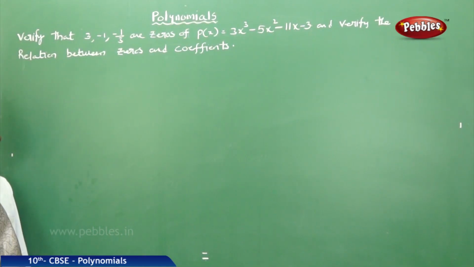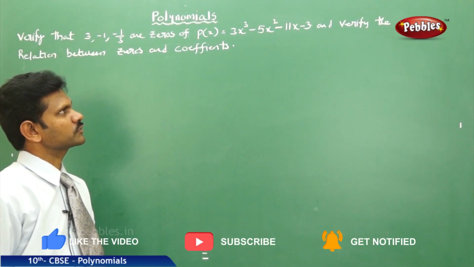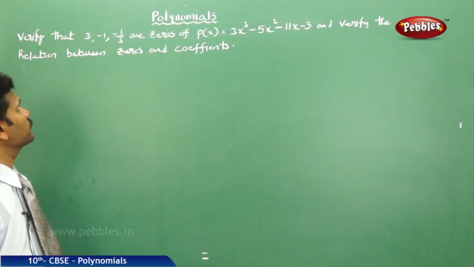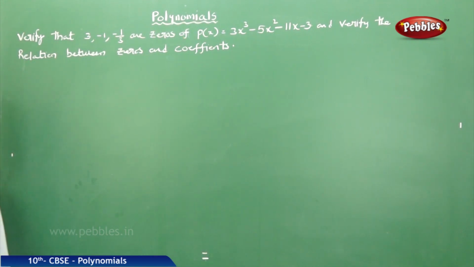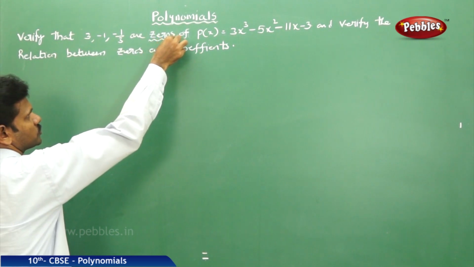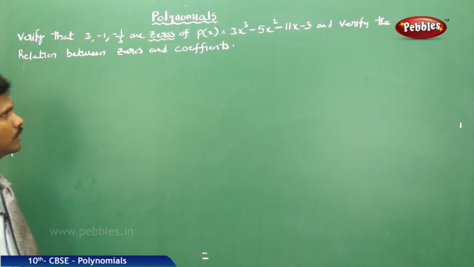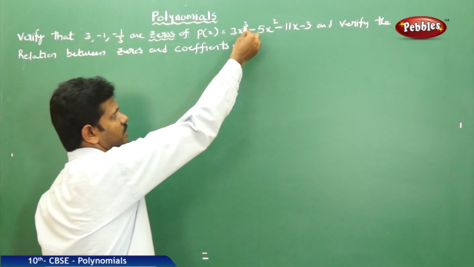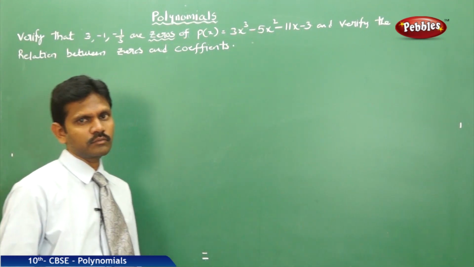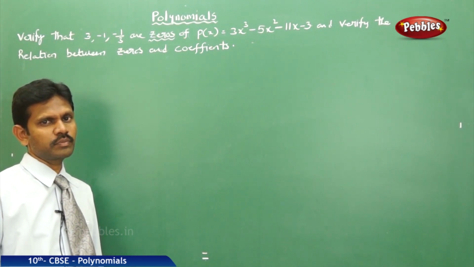Verify that 3, minus 1 by 3 are the zeros of p of x is equal to 3x cube minus 5x square minus 11x minus 3, and verify the relation between zeros and the coefficients. Before going to solve this question, we know the meaning of zeros: zeros are nothing but which give a solution. And the highest degree is 3, that is a cubic polynomial. Before going to solve this question, let us explain some basics regarding the cubic polynomial.